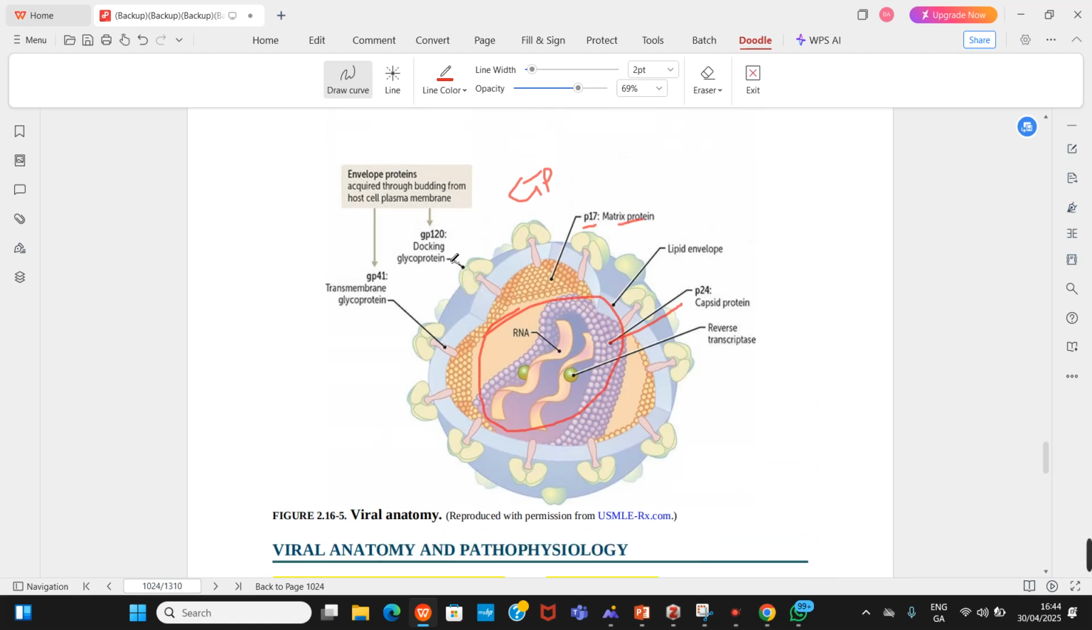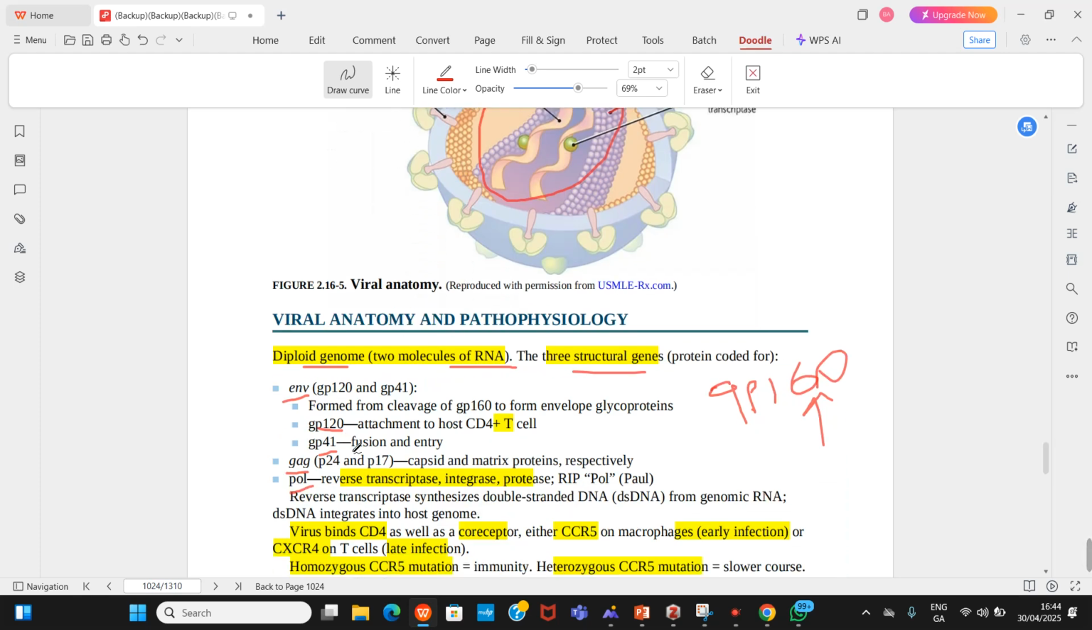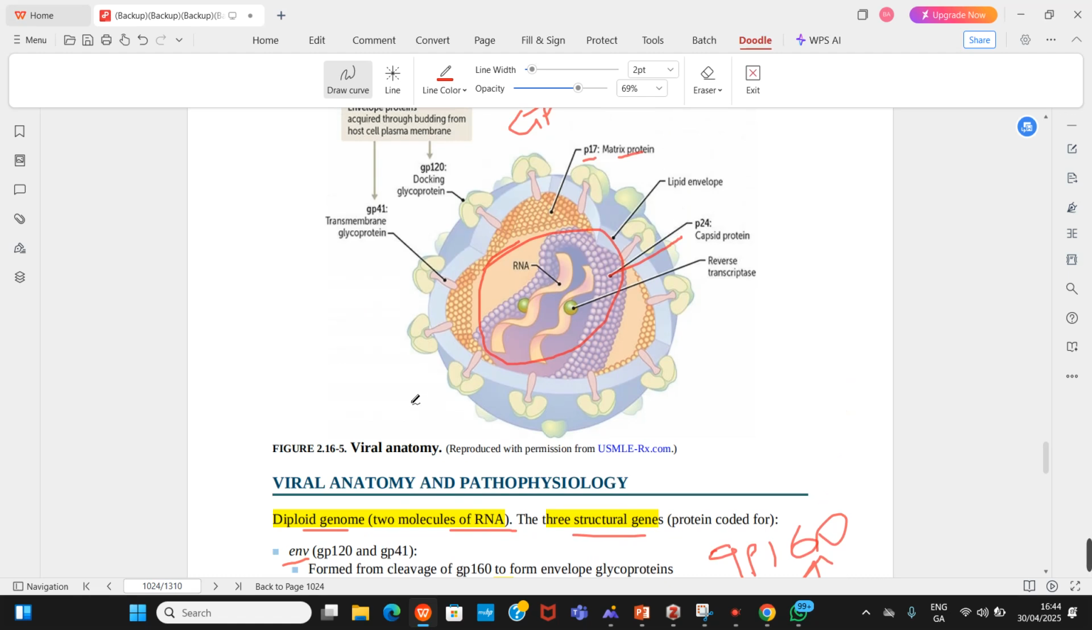Now, what does GP120 do? The function of GP120 is to help to attach to the CD4 positive T cells, macrophage, and also the co-receptors. So what will happen is that when somebody gets infected with HIV, it will get into the bloodstream and start looking for the macrophages and the T cells. And when it finds one, it's going to use its GP120 to attach to the CD4 receptor on the macrophage and the T cell.